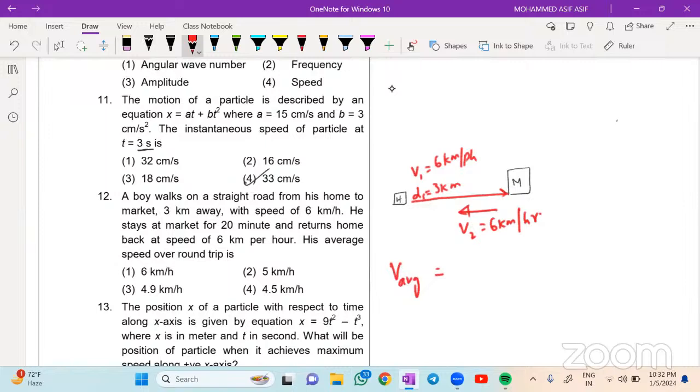Total distance traveled will be equal to how much for me? Average speed is equal to your total distance traveled divided by total time. So time taken to go up and time taken to come down. Total distance traveled will be equal to how much? 3 kilometers up plus 3 kilometers down. That is 6 kilometers. And total time taken will be equal to how much? 6 kilometer per hour.